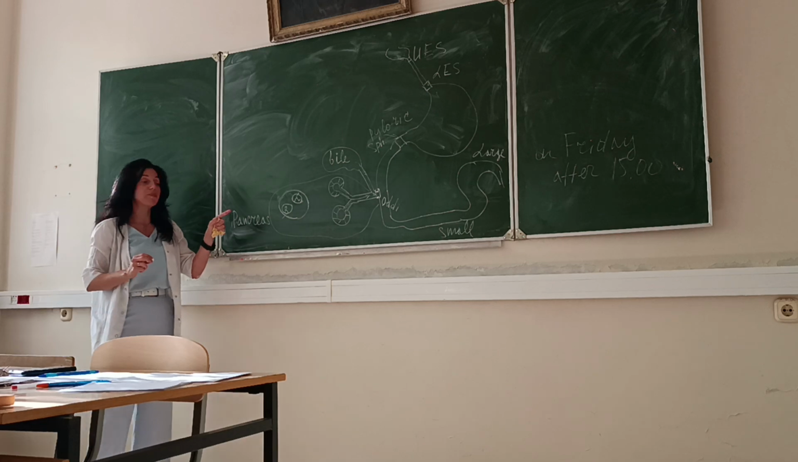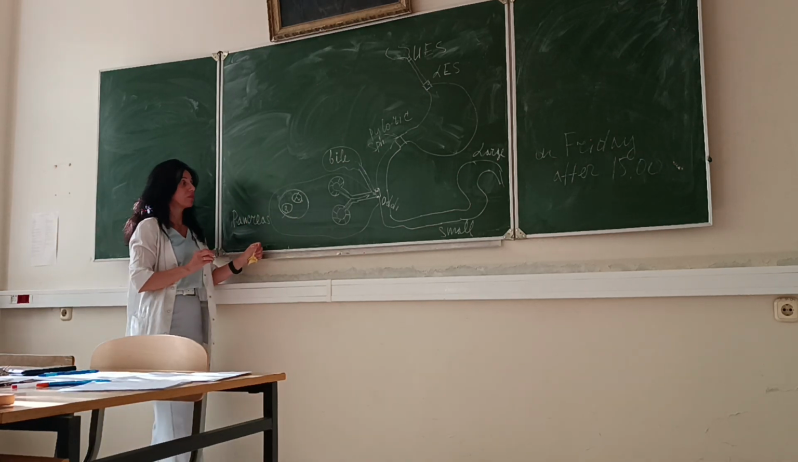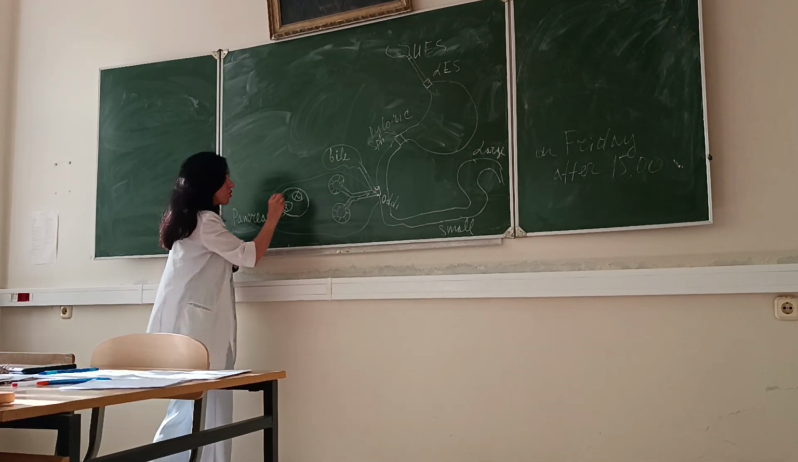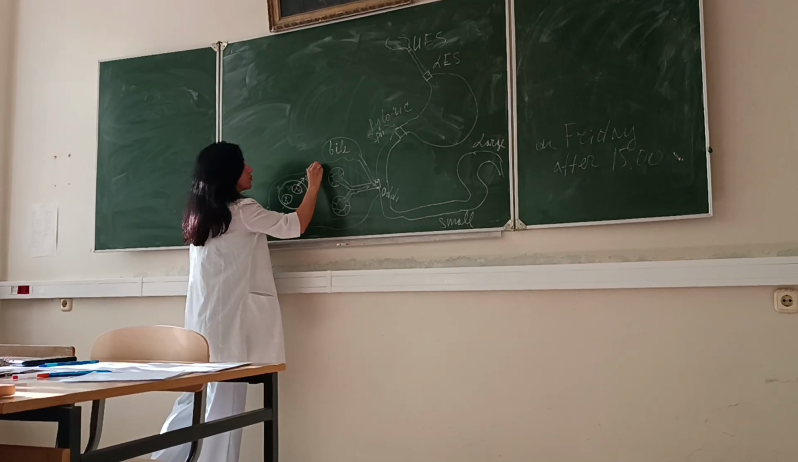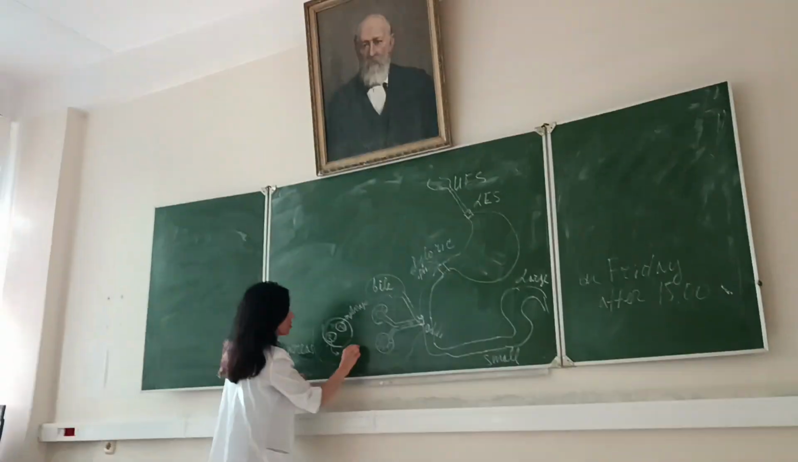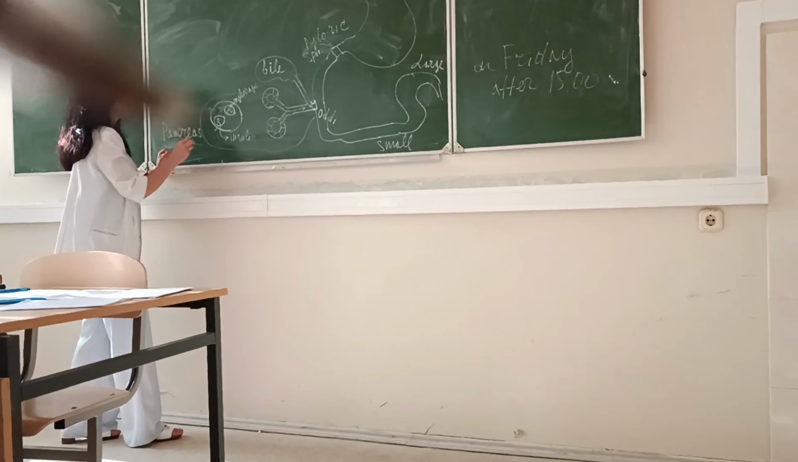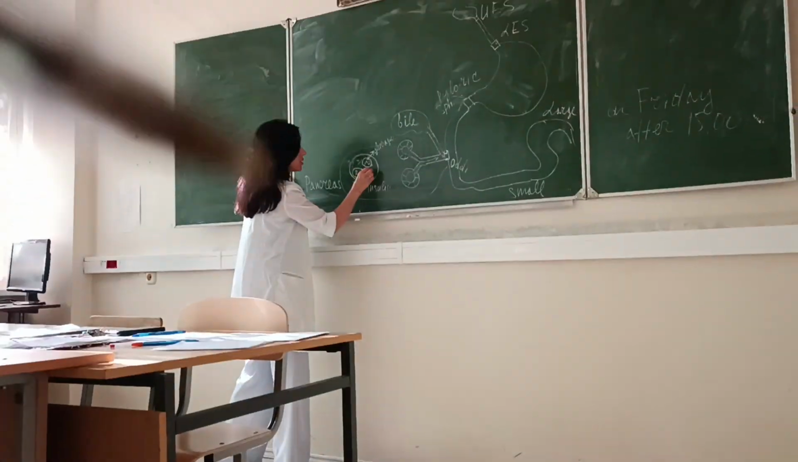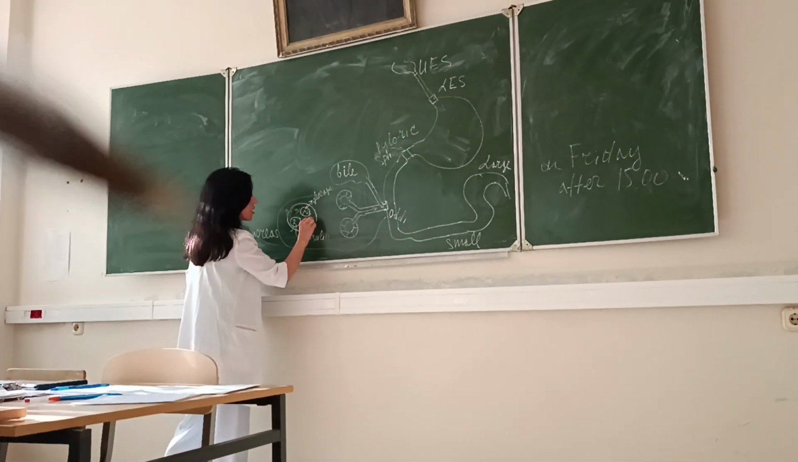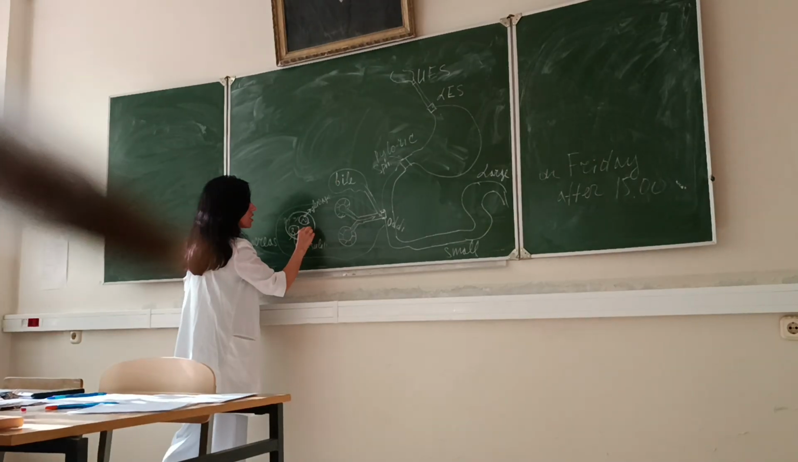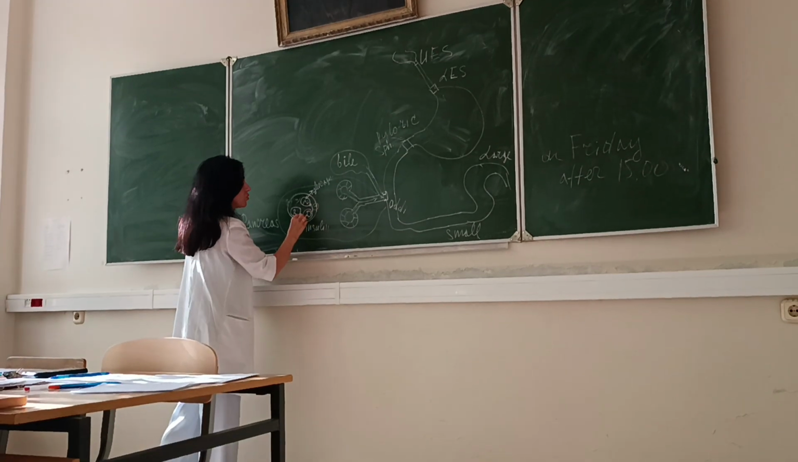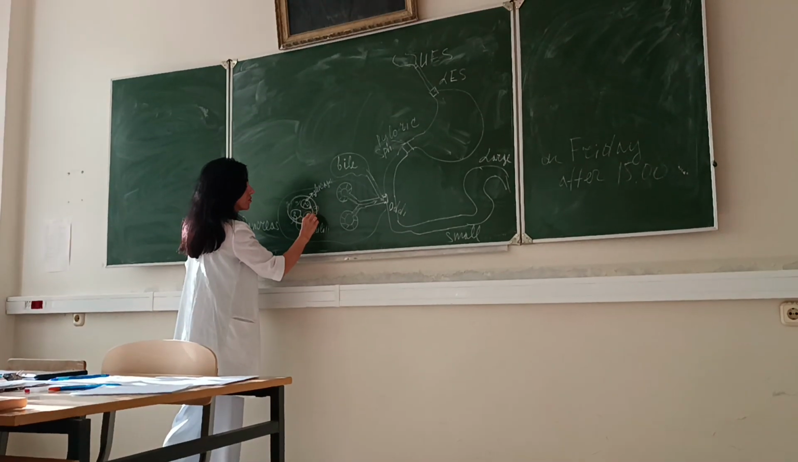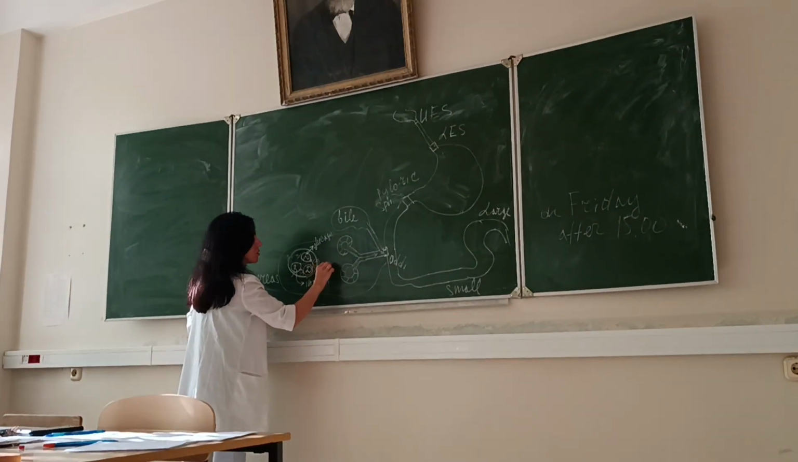What hormone is released by alpha cells? Insulin. No. Glucagon. Glucagon into blood. And beta. Insulin. Again, into blood. So here we have D cell, inhibitory cell. The same in stomach. D cell produces somatostatin.